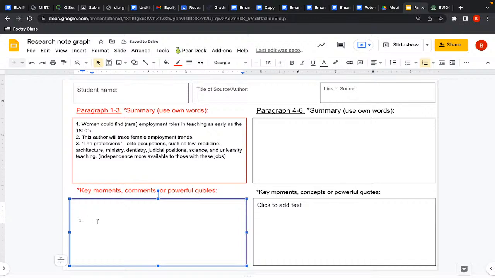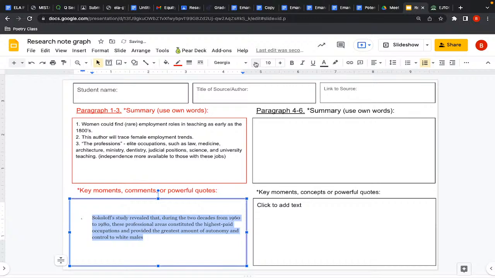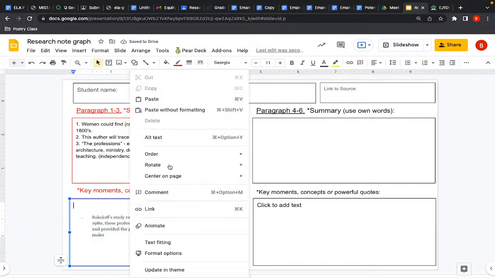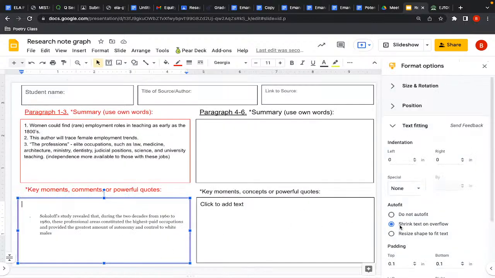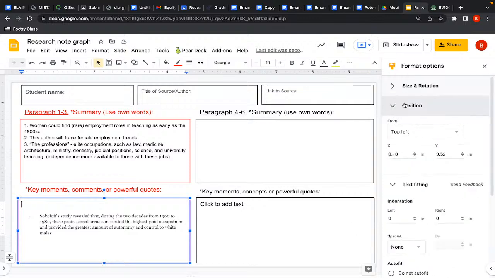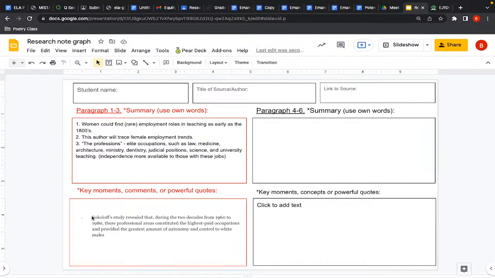Okay. All right. Let me try this again. And is there also a way text fitting? Shrink text. Sorry about this. Size, position, top left, size and rotation. Oh, I don't know. Dang it. I'll figure this out later. Okay.